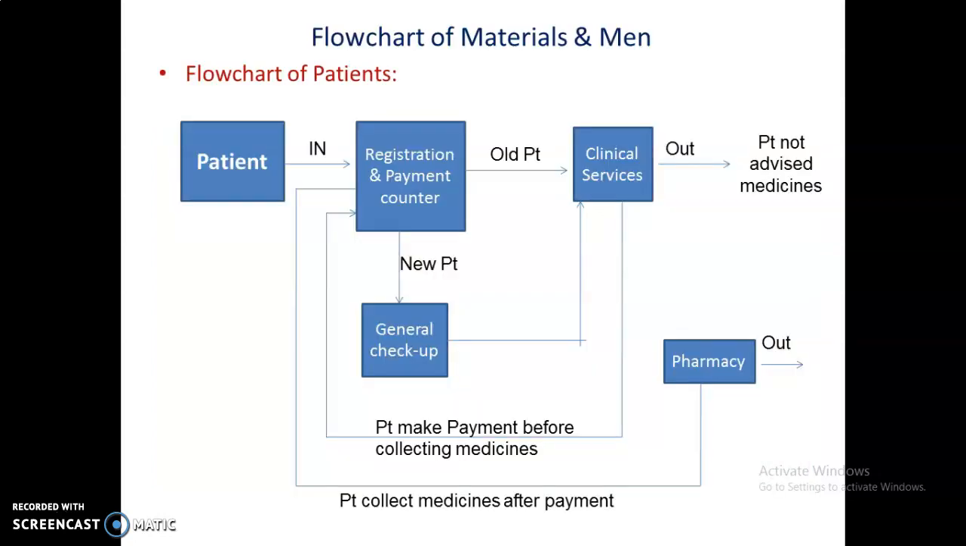So here is the flowchart of patient. In the flowchart of patient there is a registration counter. After the registration, if the patient is old, then he will go directly to the department, and if the patient is new, then he will go through the general checkup. At the general checkup counter, physiological parameters like height, weight, etc. are noted by a nurse. She directs the patient to the respective department depending upon the complaint or signs or symptoms in the registration card.